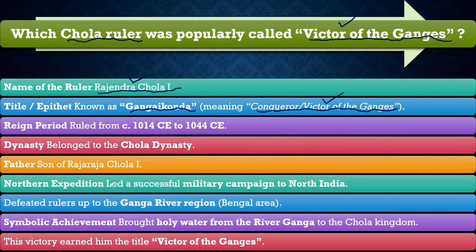The Chola ruler who was popularly known as Victor of the Ganges was Rajendra Chola, and his title means conqueror or victor of the Ganges. Okay, and he belongs to the Chola dynasty.